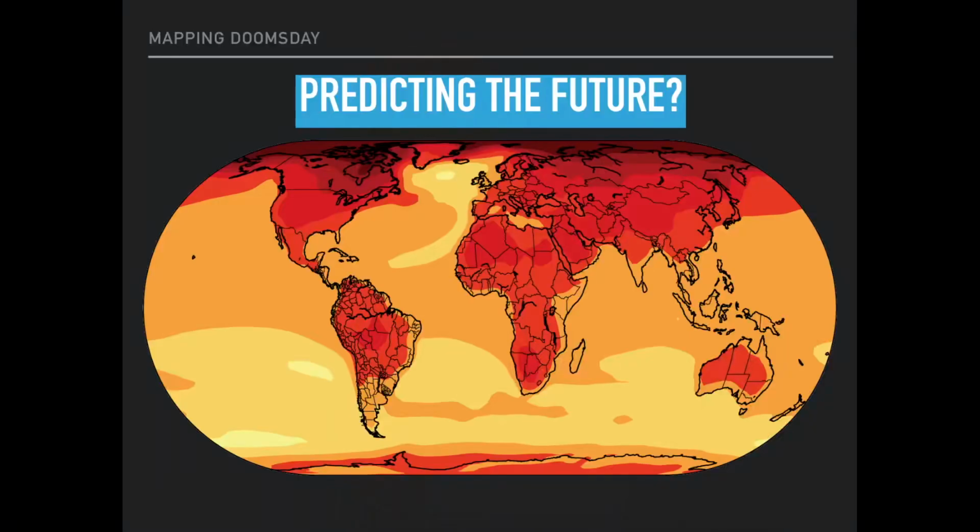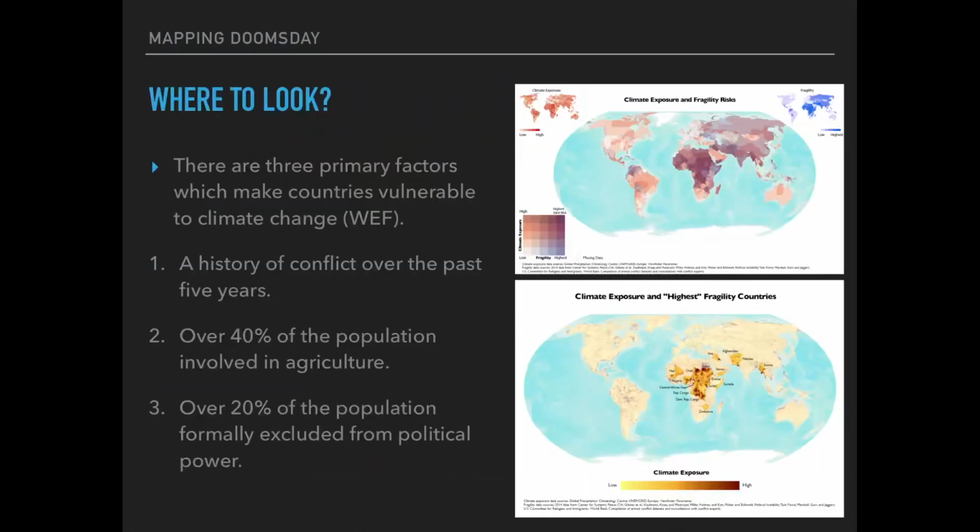So, how do we use these techniques and apply them into the future if we consider that climate change and climate conflicts will get worse? The first thing we need to know is where to look. According to the World Economic Forum, there are three primary factors that make countries vulnerable to climate change and climate conflicts. The first is a history of conflict over the past 5 years. The second is that over 40% of the country is involved in agriculture. And then the third is that over 20% of the population is excluded formally from political power through discriminatory institutions.